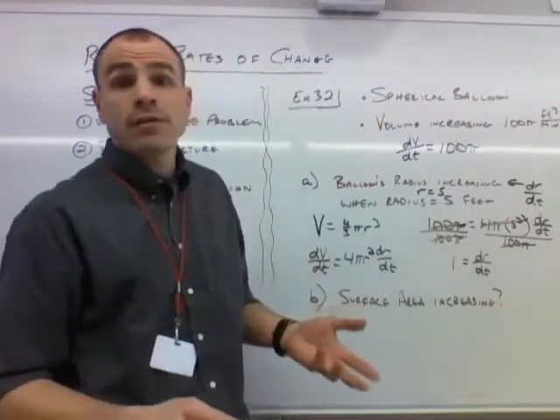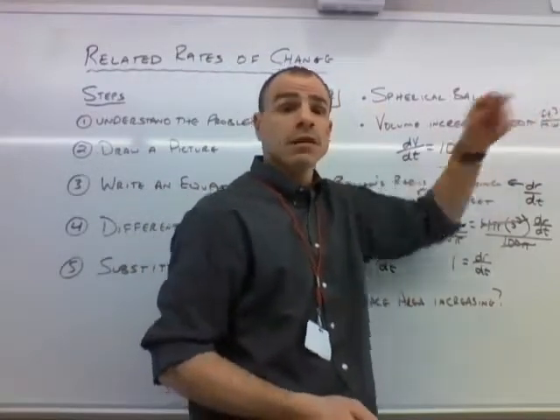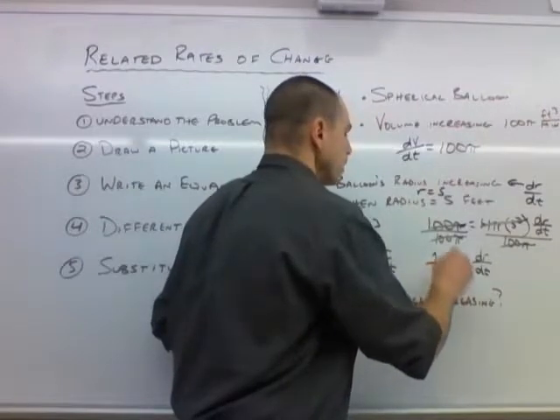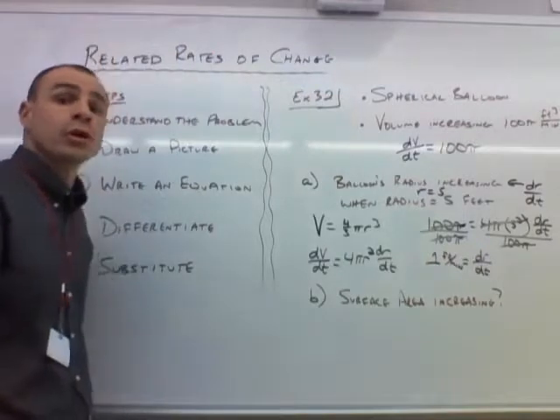Specifically, if we're looking for units, we know that our distance is in feet, so we're looking at feet per minute. I'm going to move this over just a touch so we know that the radius is increasing at a rate of 1 foot per minute.